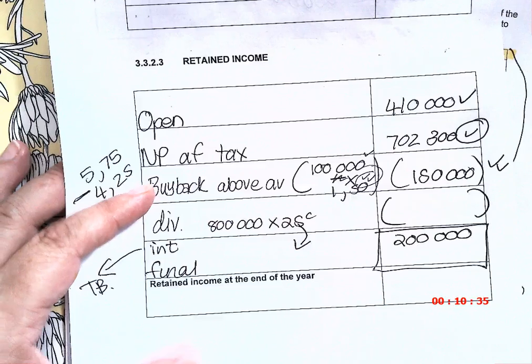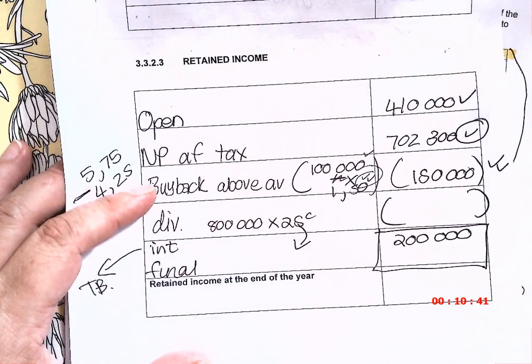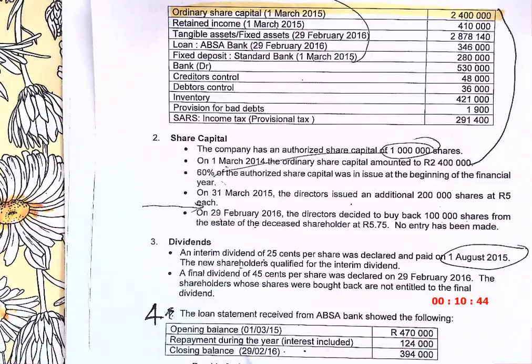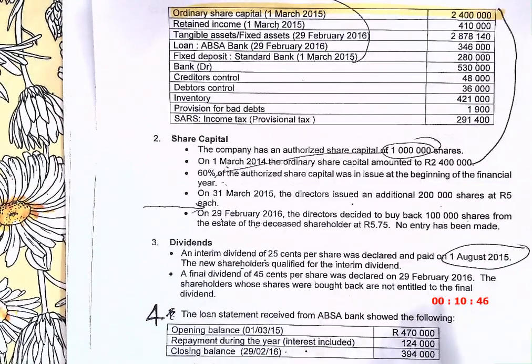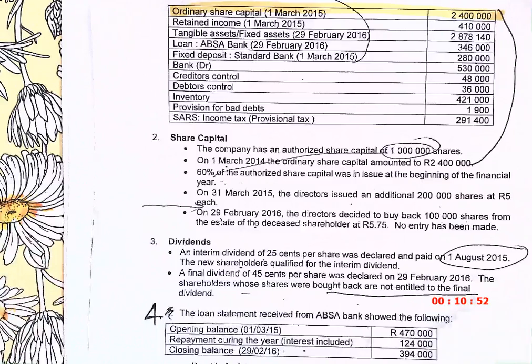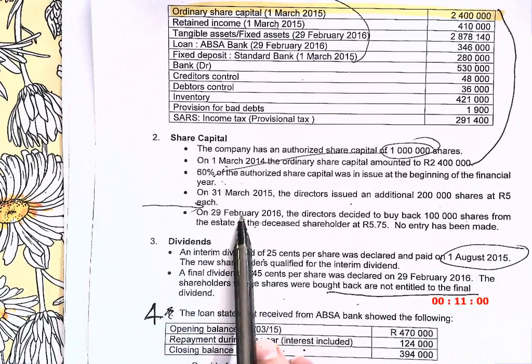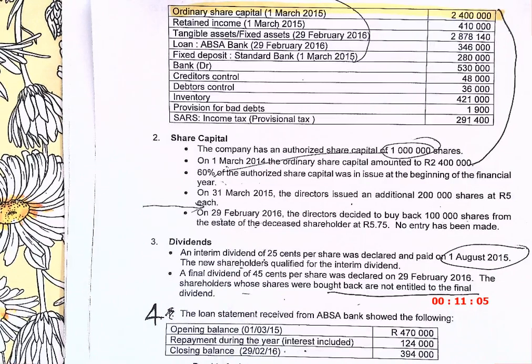Okay. Final shares. What do they say about the finals? If I can find it, they say the final dividend was declared. The shareholders whose shares were bought back are not entitled to this. Can you see? If they just waited a bit, because they bought it back on the 29th, then if they sold it back on the 1st of March, they could still get it. But can you see the method behind the madness for the company? Okay. Because now they say, you don't have the share, you don't get the dividend.